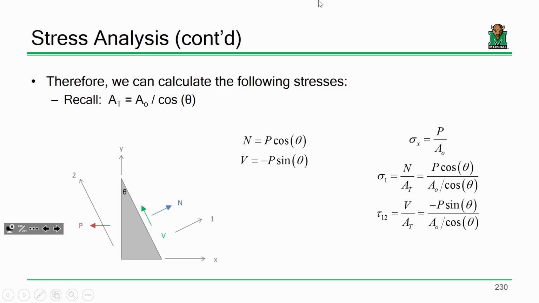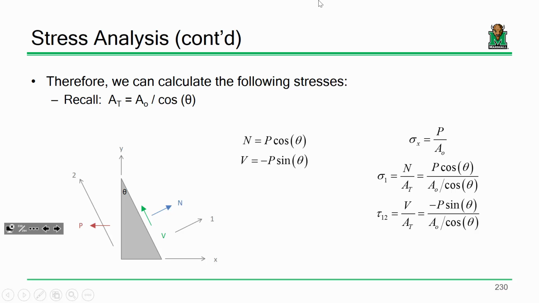Now, this N generates stress. I propose it generates normal stress, but it's normal stress along this axis, this 1 axis. Make sense? So I propose that's going to be sigma sub 1. Okay? And I'm saying it's N divided by that area, which, what is that? It's that area divided by the cosine. Right? And what is N? Well, we computed that. P times the cosine.